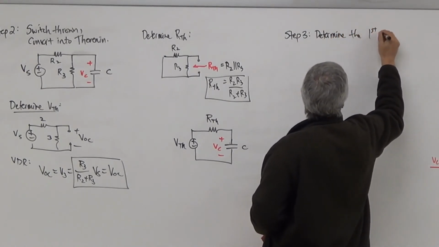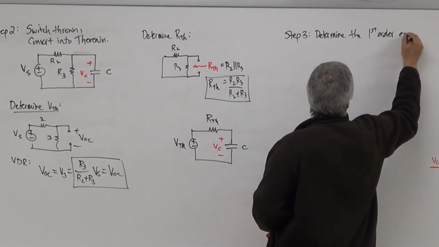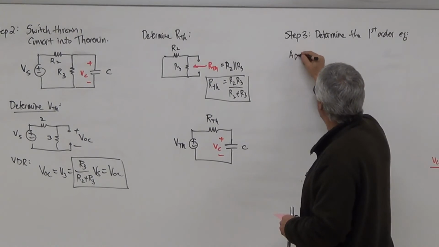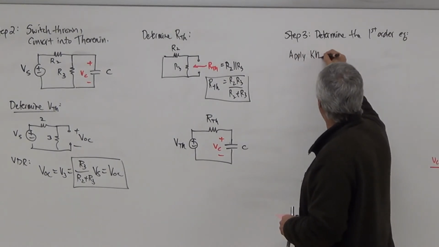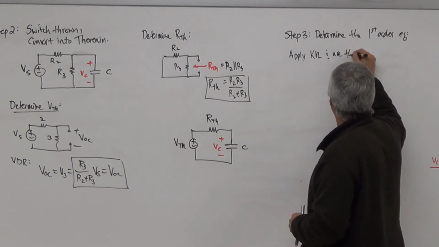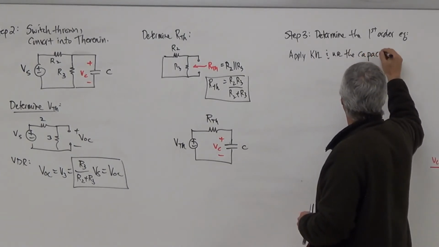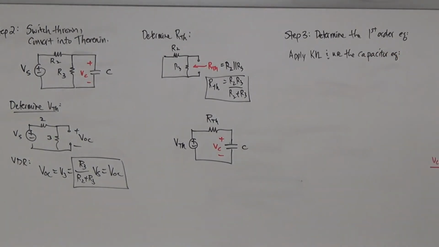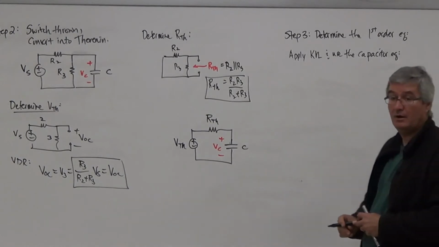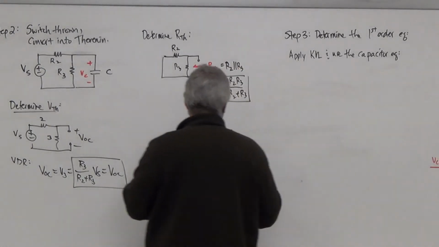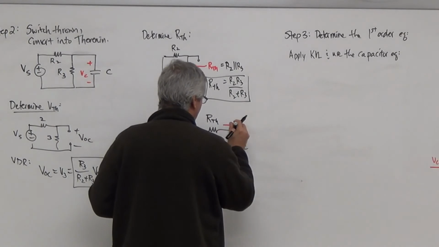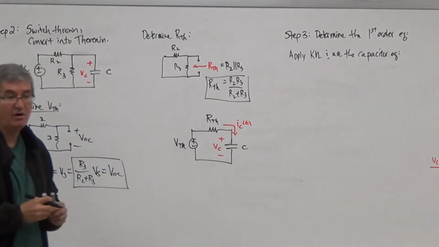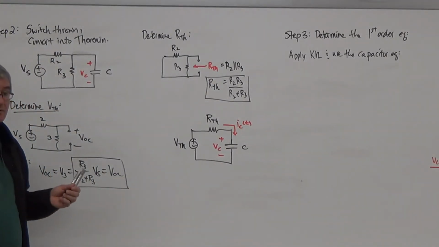the first order equation. So when I look at this guy here, I'm going to apply KVL and use the capacitor equation. In this circuit, we assume here, and rightfully so, that because they're in series, all of these elements have the same current.